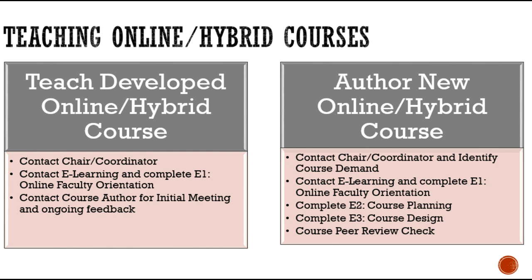The second thing you would do is contact the e-learning department, make sure you've completed the orientation, which you are now participating in, and then contact the course author or authors if there's a collaborative development for an initial meeting and ongoing feedback. If you're at the point that you're getting ready to author a new online or hybrid course, you also want to contact your chair coordinator to identify the course demand. You also want to contact e-learning to complete the faculty orientation, which you are now doing.